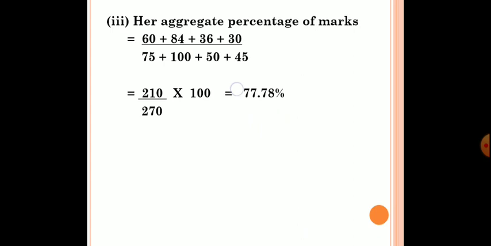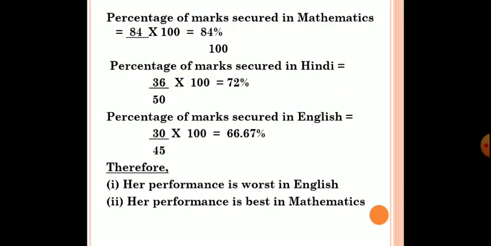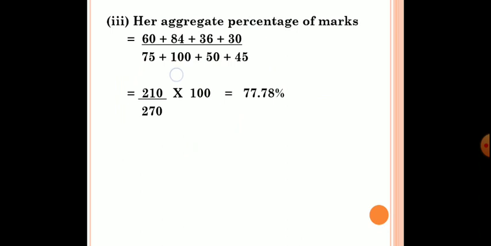The third part was her aggregate percentage of marks. Now again, see, aggregate percentage of marks means how much she has scored in all the subjects divided by the maximum marks of all subjects into 100. So first we'll start with science, which is 60 out of 75, mathematics 84 out of 100, then Hindi 36 out of 50, and English 30 out of 45. So we have arranged the marks accordingly.